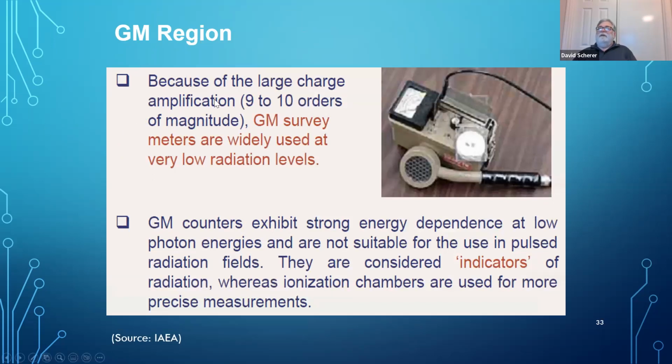The amplification could be 10 to the 9th or 10 to the 10th because the entire volume is being ionized. They're not good for measuring the energy of the radiation that they're detecting, but they're good for indicating the presence of radiation, and usually used for safety surveys and that sort of thing.